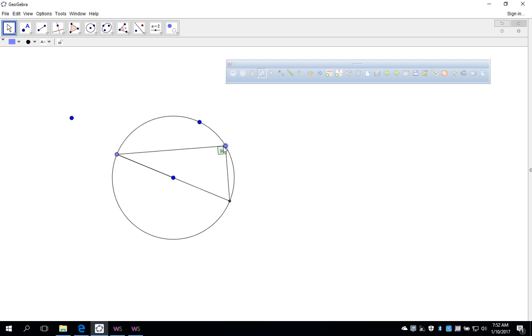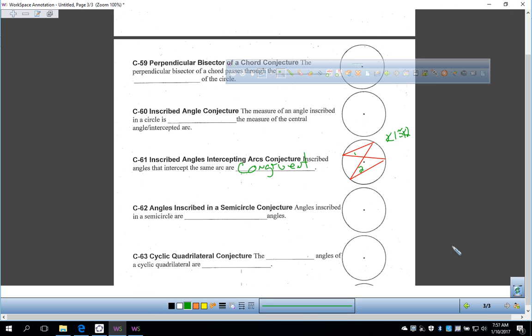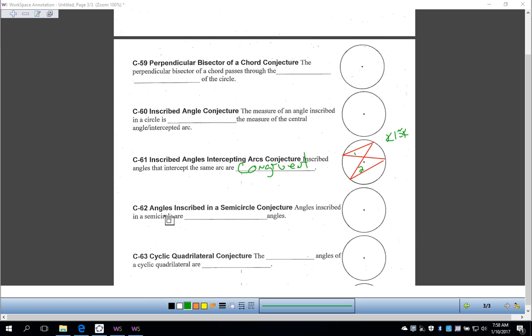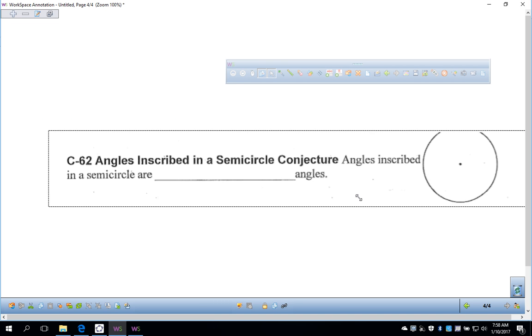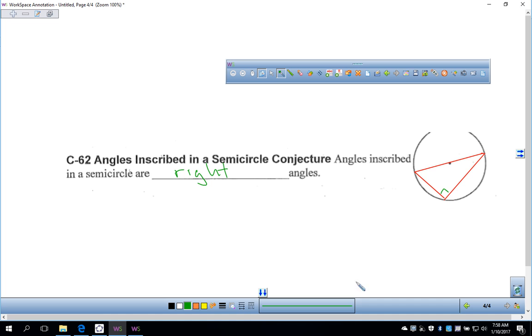No matter how you inscribe an angle in a semicircle, that angle is always going to be 90 degrees, which is kind of cool. So we're going to write that down. C62. So angles inscribed in a semicircle are what kind of angles? Right angles. So if it helps you draw a picture, no matter where I put that inscribed angle, that angle there is always going to be 90 degrees. Kind of cool, I think.